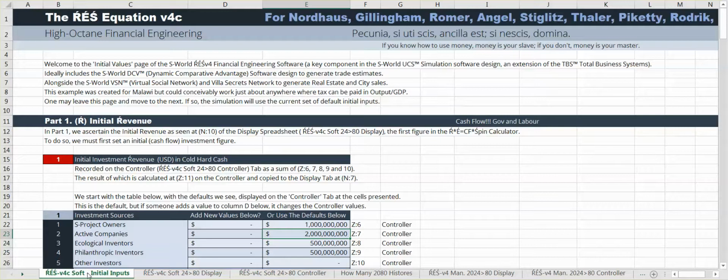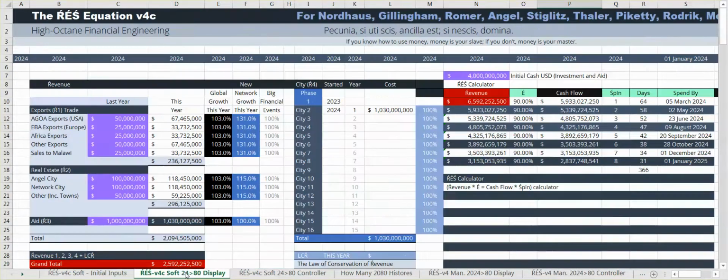Find the tab RRT v4c soft-initial inputs. This tab is one of 3 CMS, that's Content Management Suite, pages from which the user can make their own simulations. This tab presents the starting conditions, and if left blank, the user starts with the default values. Now we move to the display page and tab RRT v4 soft 2480 display.